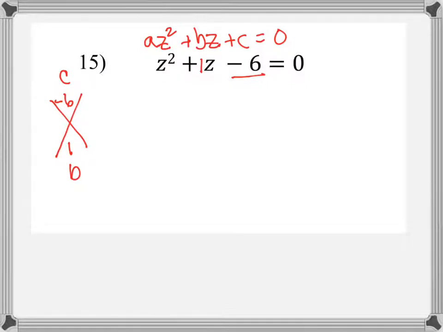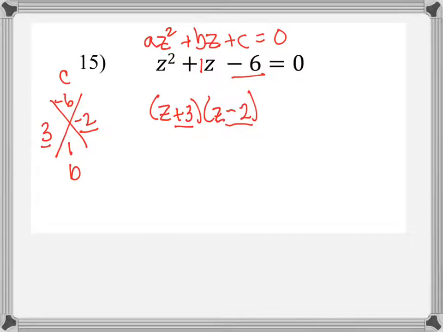And I need to find now two numbers that multiply to c and add to b, or multiply to negative 6 but add to 1. So here they will be 3 and negative 2, because 3 times negative 2 is negative 6, and 3 plus negative 2 is positive 1. So that means that this expression will factor to z plus 3 times z minus 2. So the plus 3 came from this number, the minus 2 came from the negative 2, with z just being the variable that was used in my quadratic equation.